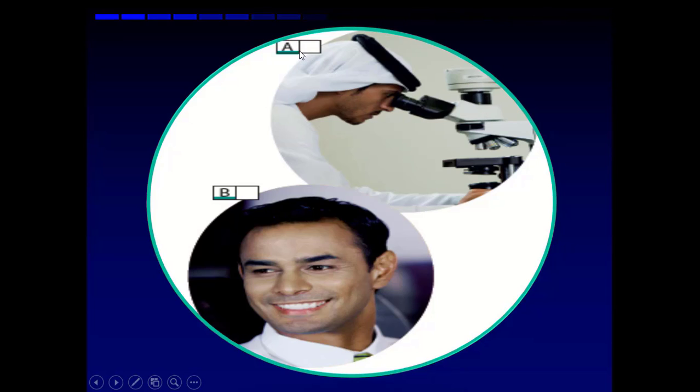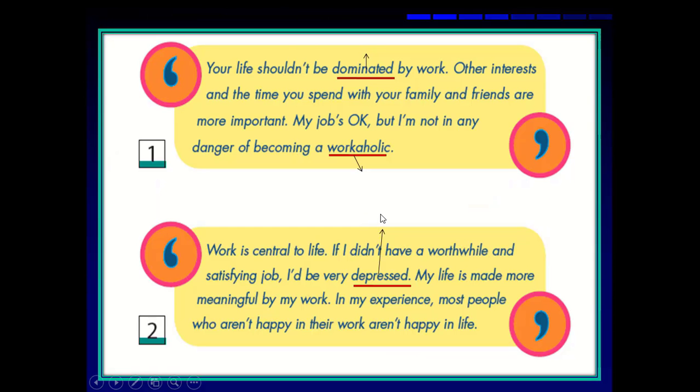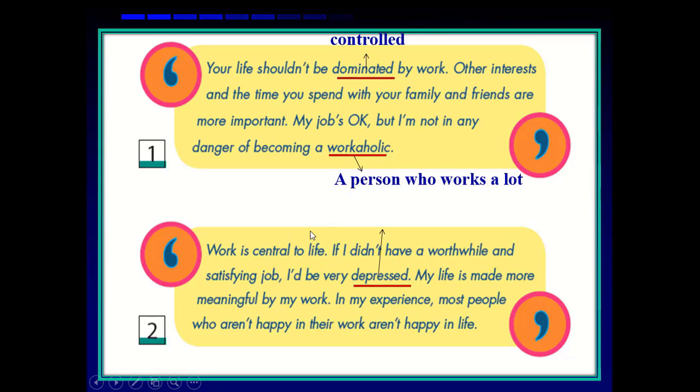So we have two pictures here. This is picture A and this is picture B. Your life shouldn't be dominated by work. Other interests and the time you spend with your family and friends are more important. My job is okay, but I'm not in any danger of becoming a workaholic. So the word dominated here means controlled, and a workaholic is a person who works a lot.